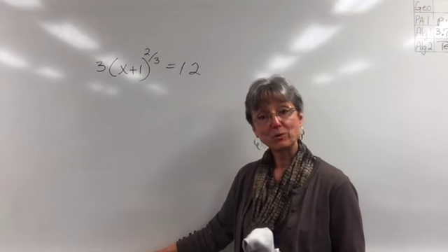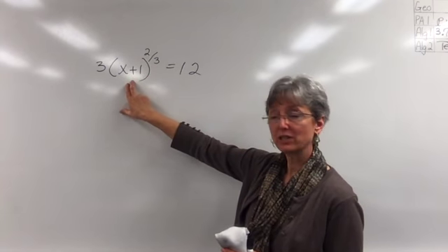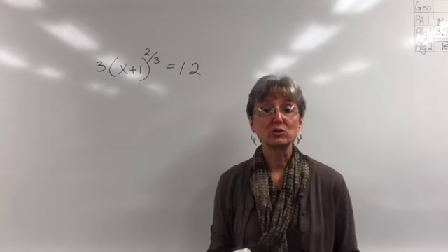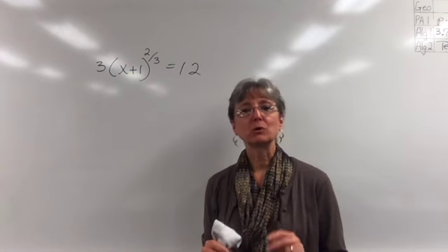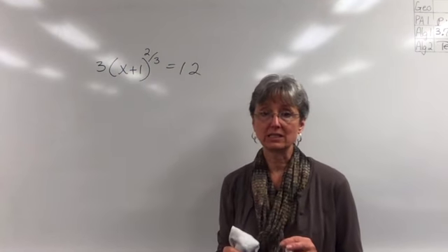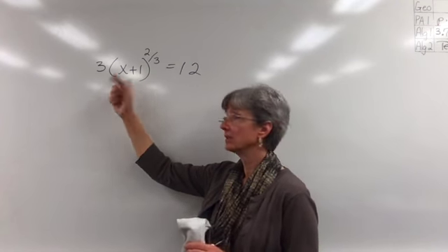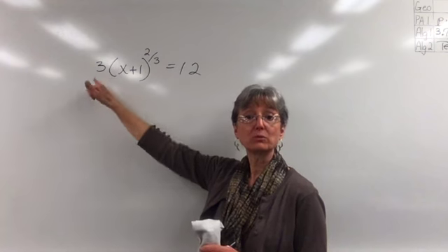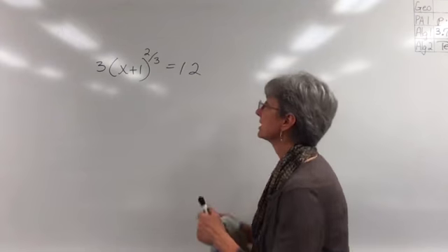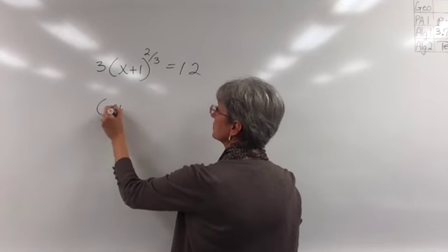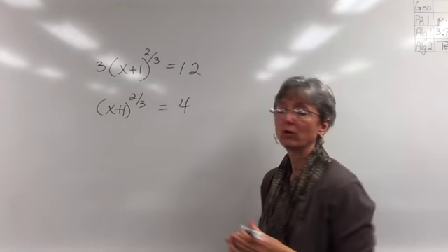Now we have another equation that isn't a simple square root. We have an exponent here that's rational, so we have this expression x plus 1 being raised to the power of 2/3. How would we get rid of the 2/3? It sounds complicated, but once I show you how, it's really pretty easy. First thing is we need to isolate this radical. So start by dividing both sides by 3. Since it's being multiplied by 3, divide both sides by 3, so we get x plus 1 to the power of 2/3 is equal to 4.